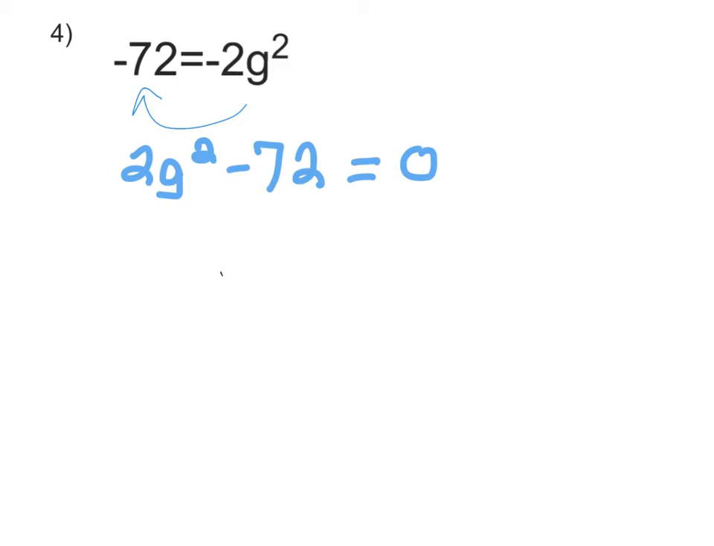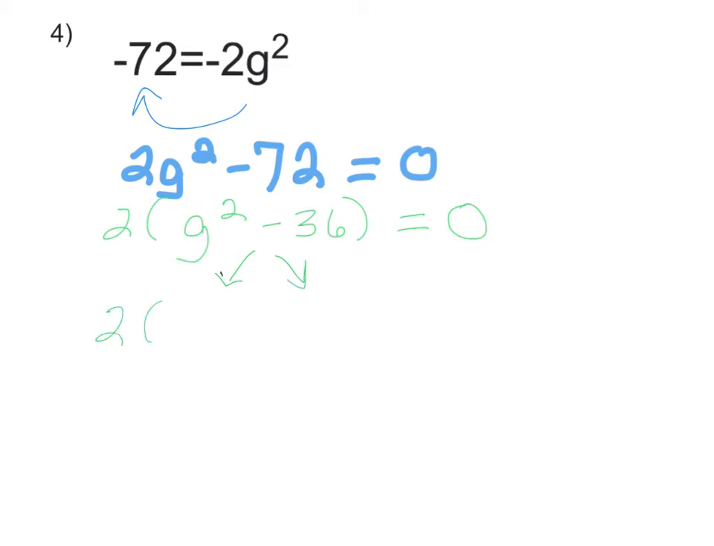And I can see that the greatest common factor of 2 and negative 72 is just going to be positive 2. So let's factor out the 2, and we're going to get 2 times g squared minus 36. And all of that is still going to be equal to 0. Now, what you should see right now is that we're left with one factor that is a difference of two squares. So let's keep factoring it until we get down to only prime factors.